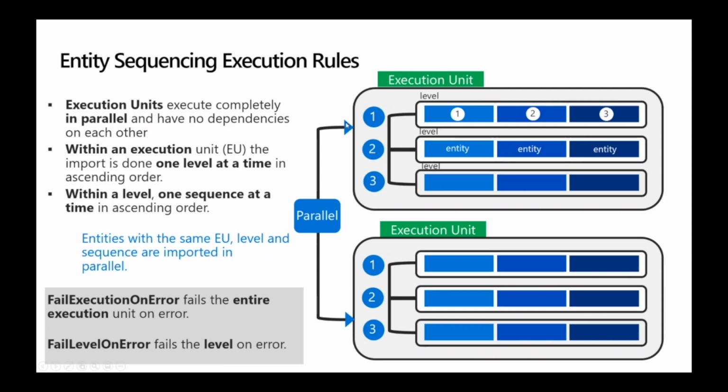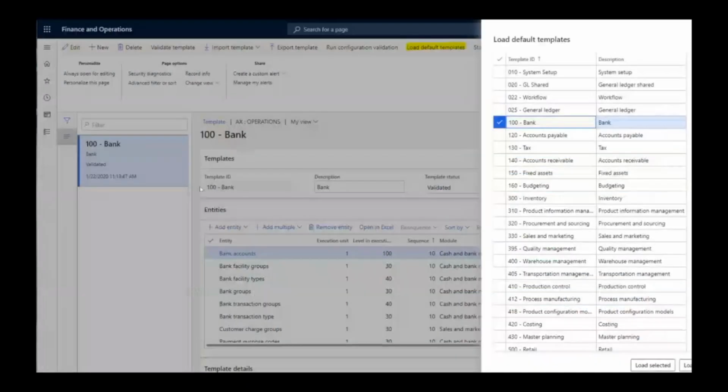Besides that, for each of those steps, we also will have to define what happens if one of those data packages would fail. And we have 2 options for that. Either we will say that it will fail the entire execution, or it will just fail the level. This is the kind of thing that we're expecting that you will be setting up in your template. So you would be seeing your execution unit, your level in execution, and the sequence. You will find them here: execution unit, level in execution, sequence.